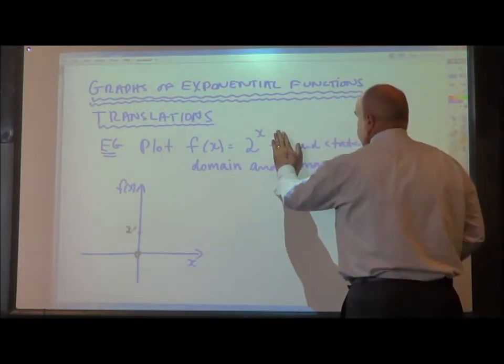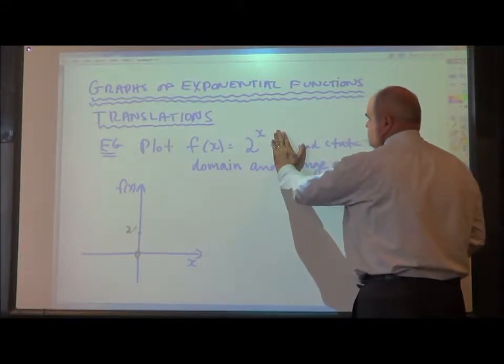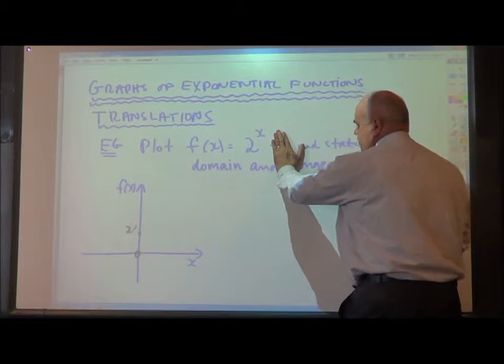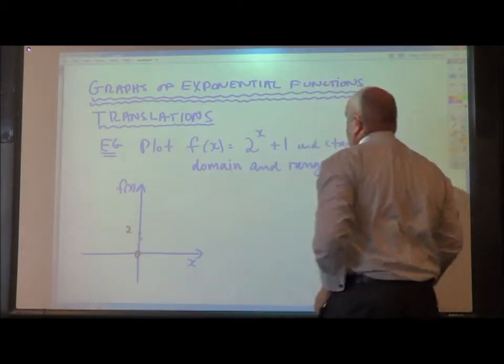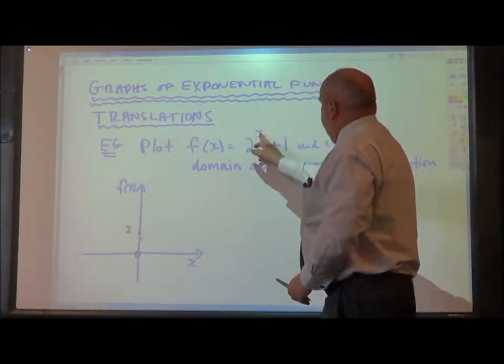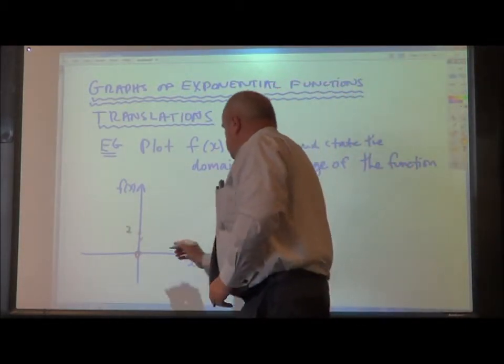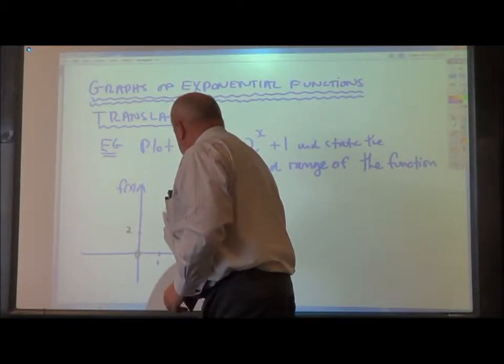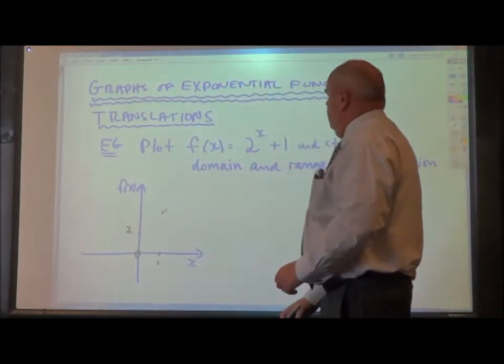Because when we're talking about that function, f(x) equals 2 to the power of x, when x is 0, the function equals 1. Okay, so let's pick another point. Let x equal 1. 2 to the power of 1 is 2, plus 1 is 3. So (1, 3) might be a representation there.